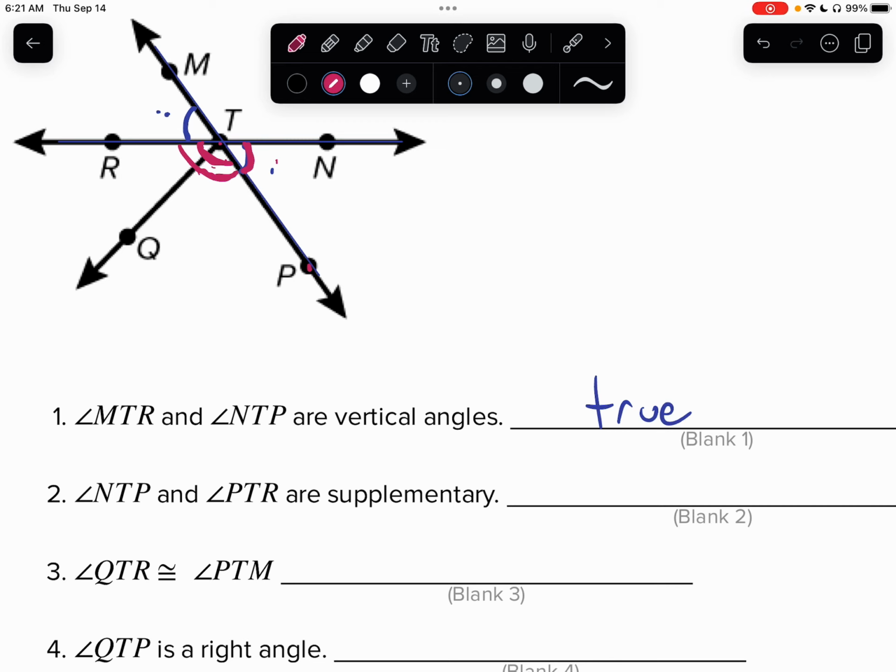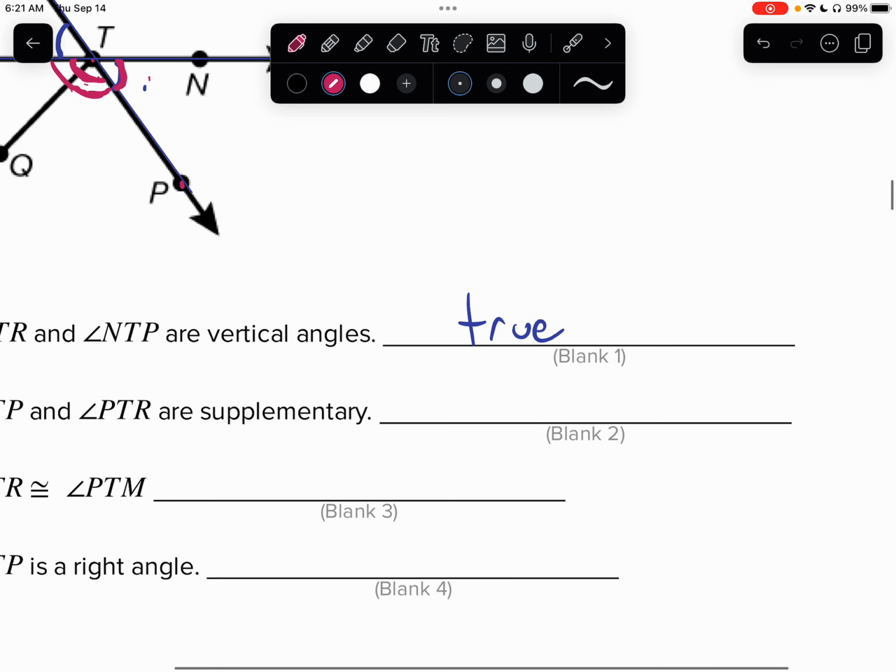And these two angles put together make that straight line. So yes, they would be supplementary because they add up to 180. They are a linear pair. Remember that word, linear pair.